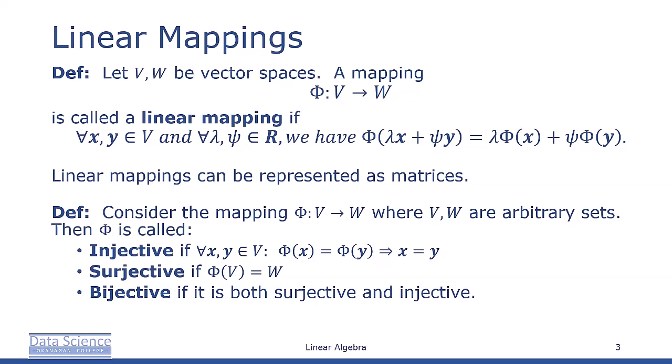Consider a mapping phi from V to W, where V and W are arbitrary sets, not necessarily vector spaces here. Then the function phi is called injective if for every x and y in V, phi of x equals phi of y implies that x is equal to y. It's called surjective if phi of V equals W, and it's called bijective if it's both surjective and injective.